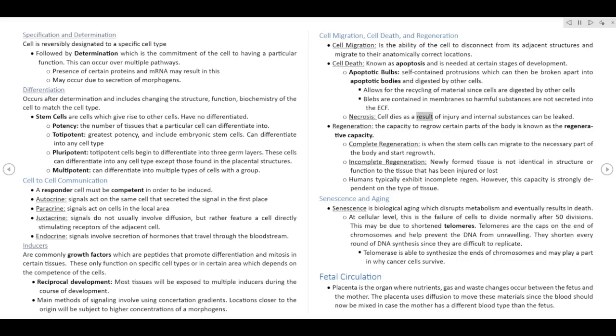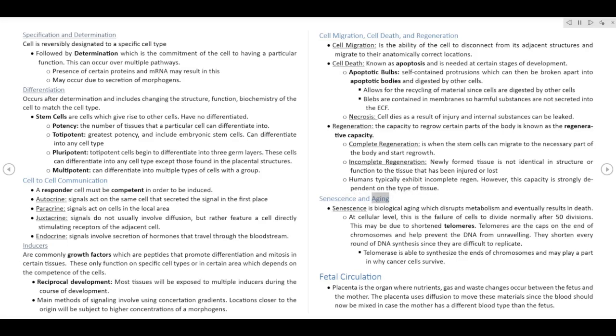Necrosis: the cell dies as a result of injury and internal substances can be leaked. Regeneration: the capacity to regrow certain parts of the body is known as the regenerative capacity. Complete regeneration is when the stem cells can migrate to the necessary part of the body and start regrowth. In incomplete regeneration, newly formed tissue is not identical in structure or function to the tissue that has been injured or lost. Humans typically exhibit incomplete regeneration. However, this capacity is strongly dependent on the type of tissue.